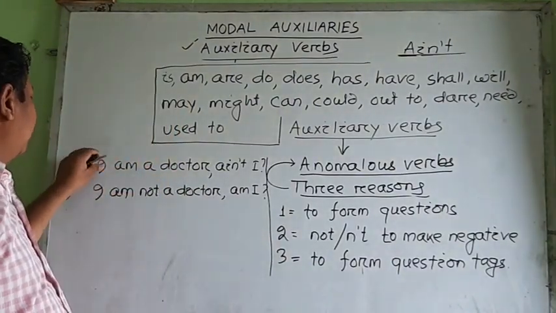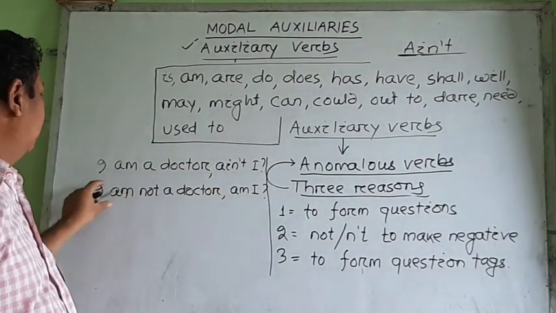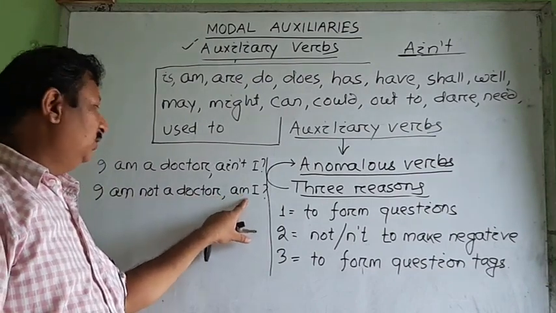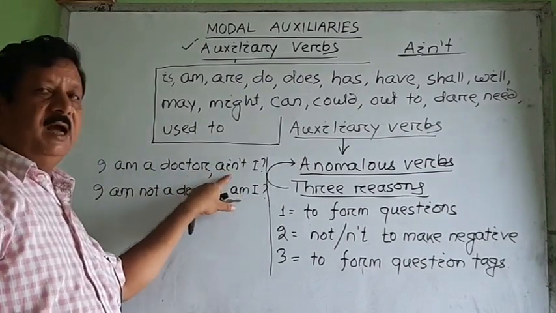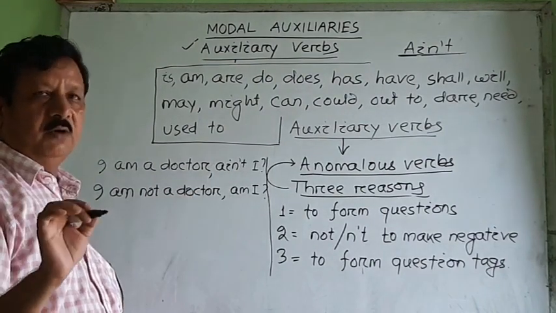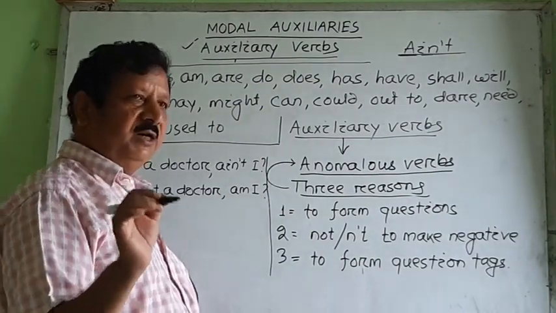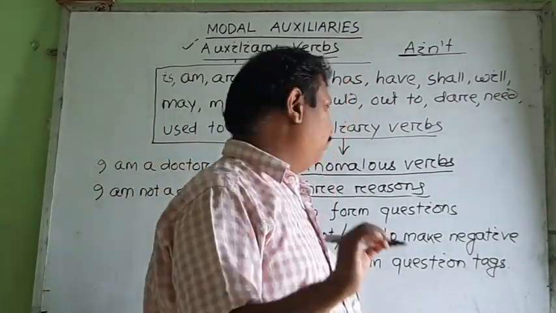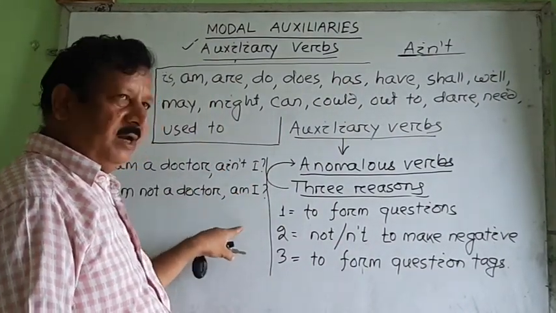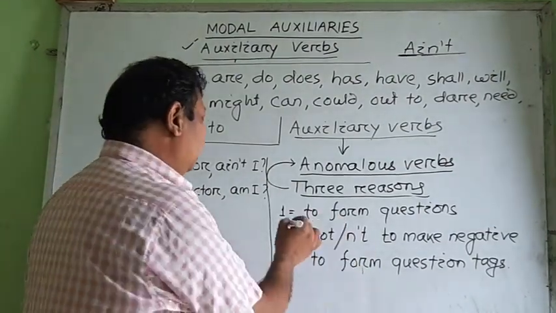When the statement is positive, then our question tag should be negative. When the statement is negative, then our question tag should be positive. And the question tag must be put in its contracted form. It should not be written in its expanded form, rather only in its contracted form. Like ain't I, am I, do I, don't I, would I, won't I, like that. So these are the three things.